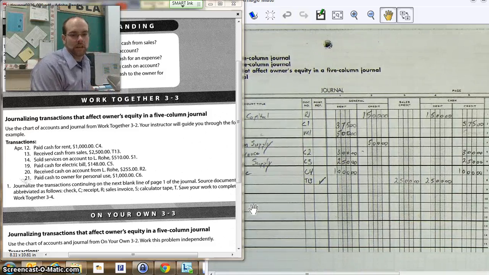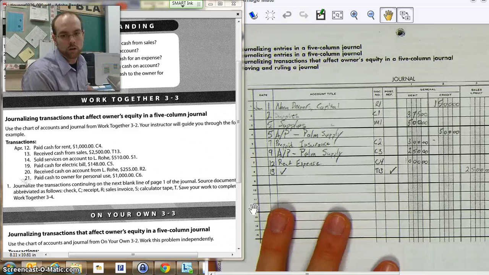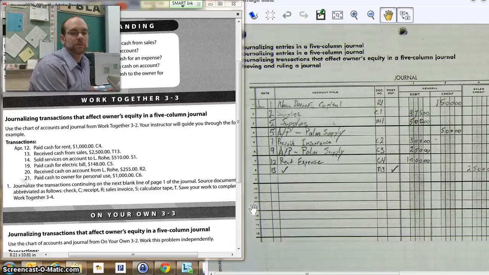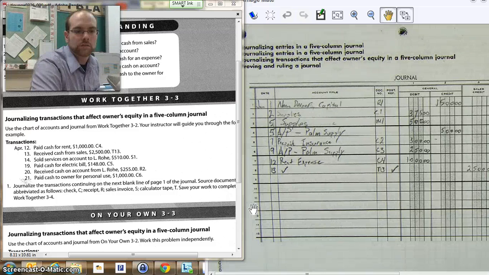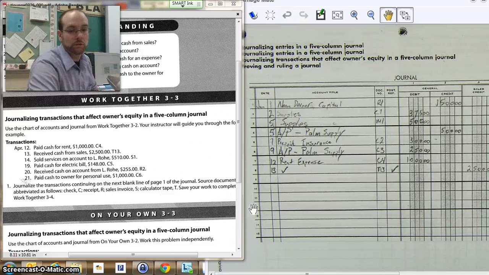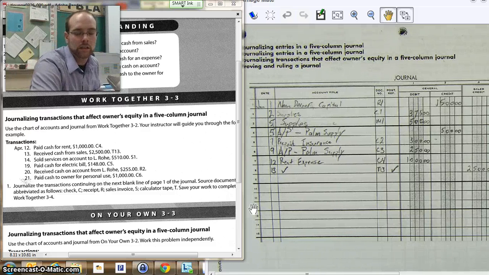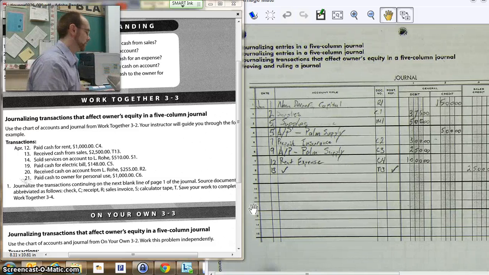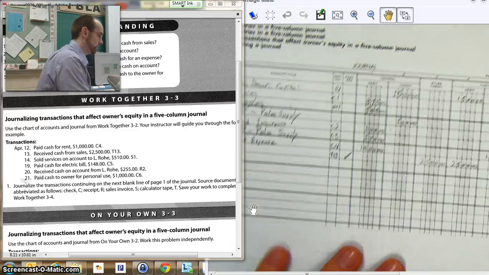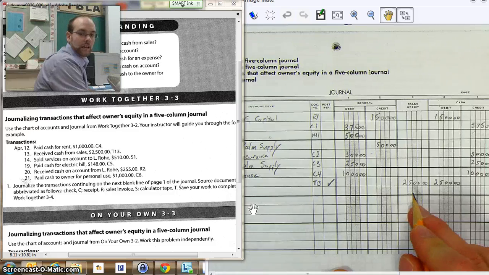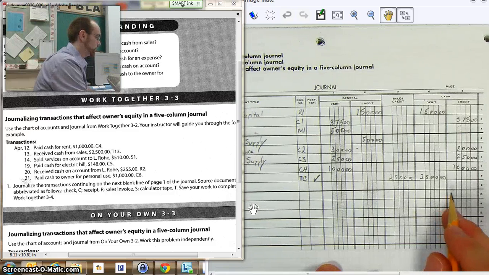Now the next transaction. Let's take a look on April 14th. We sold services on account to L. Rowe for $510. So you got to think, what are the two accounts affected here? Well, we sold them on account, so that means that we have money that's to be received. So accounts receivable is one account that will be affected, and it's also a sales. So we know that sales is going to be affected. So it's going to be a sales credit, but cash is not affected here, and that's important to know.